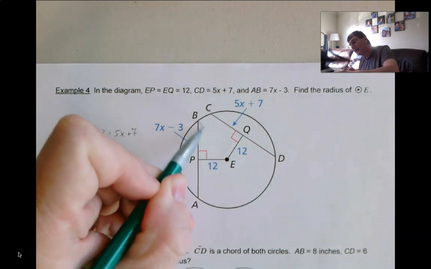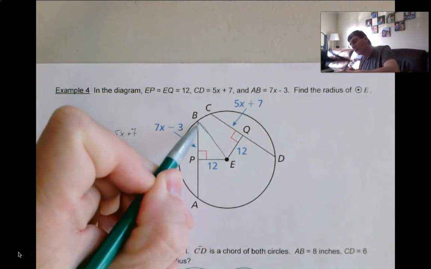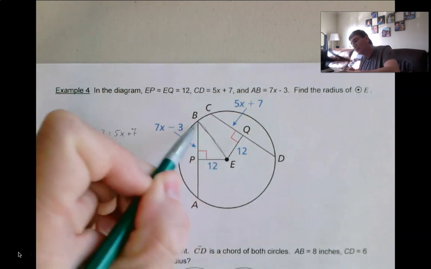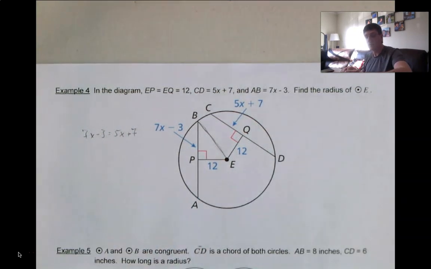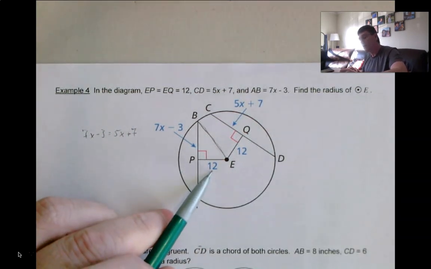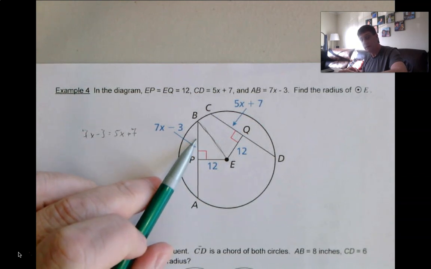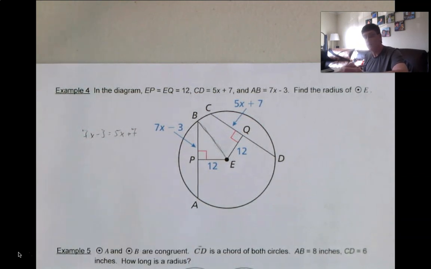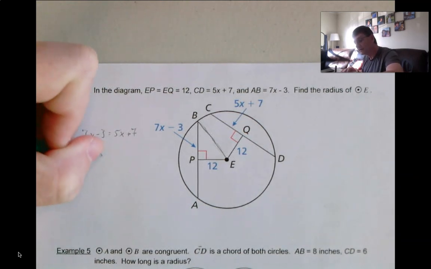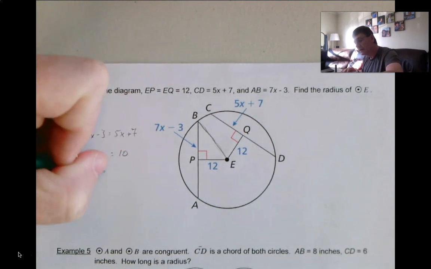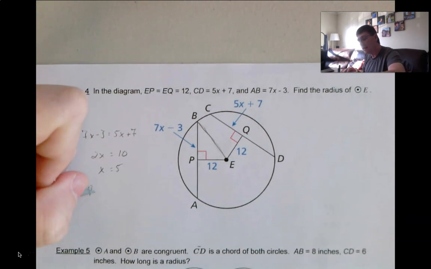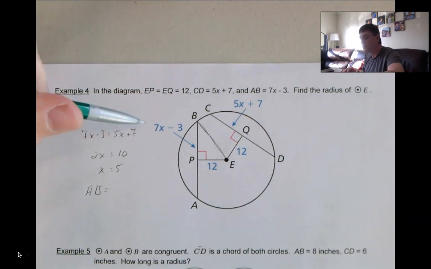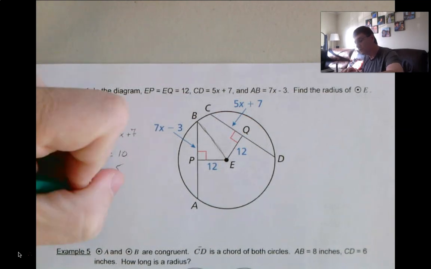Then I'm going to draw in my radius right here, BE. I could do BC or EC, I could do ED, I could do AE, any one of them, they're all the same. So I'm going to have 12, I'm going to have the value of BP, and the Pythagorean theorem is going to give me the radius BE. So subtract 5x, I get 2x, add 3, I get 10, x equals 5. So if x equals 5, then AB is equal to 5 times 7 is 35, minus 3 is 32.